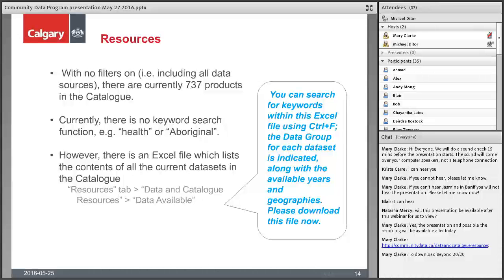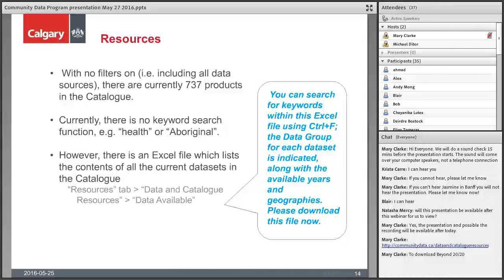And then I think it's the Data and Catalog Resources and the Data Available that's shown. So you can open up this Excel file, which has 737 entries in it, and it has all of the information about all the data sets. You can use the find function in Excel to search, and it's imperfect, because age is included in probably two-thirds or more of our tables. It's a very common item, so it would be hard to narrow down by age, because you would be looking through maybe 500 tables.